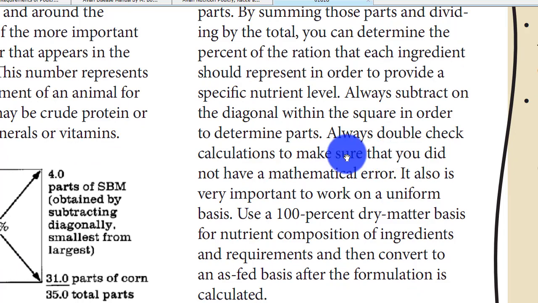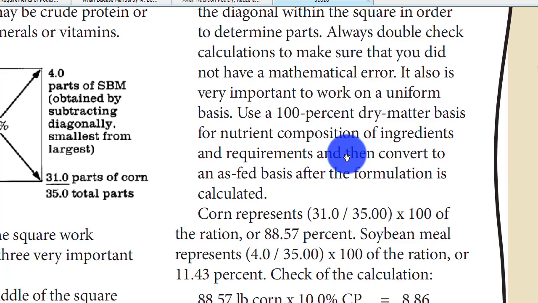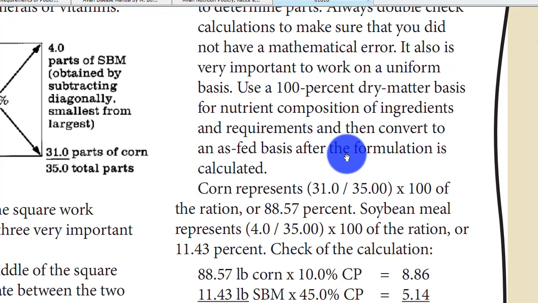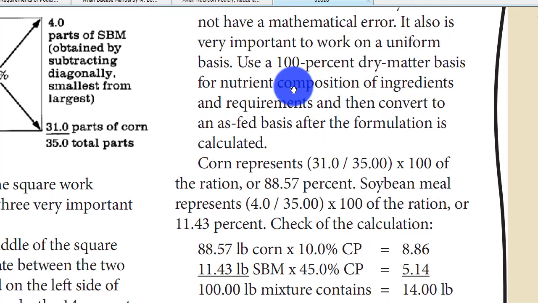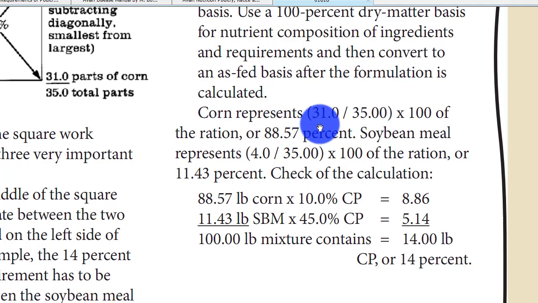Always subtract on the diagonal within the square to make sure that you didn't make a mathematical error. Also, it's very important to work on a uniform basis. Use 100% dry matter basis for nutrient composition of ingredients and requirements, and then convert to an as-fed basis after the formulation is calculated. Corn represents 31 over 35.